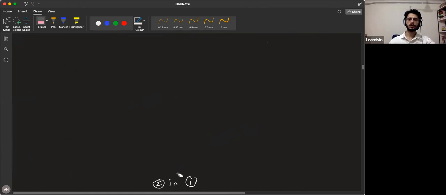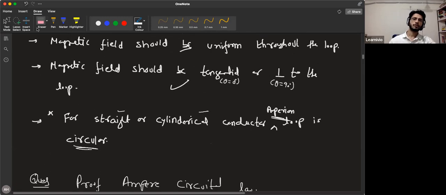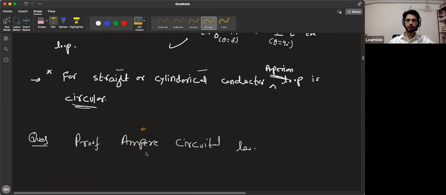Sir, can you show the last point of criteria to choose an Ampere's loop? Yes. So if you have a straight or a cylindrical conductor, then your Amperian loop is always circular. So your circular loop will satisfy all these 3 conditions. It's closed, magnetic field is uniform, magnetic field is tangential or perpendicular. We will prove all these 3 criteria in this proof only.